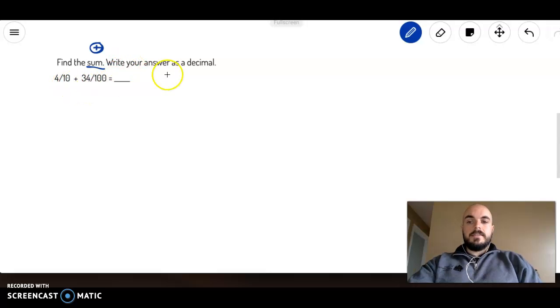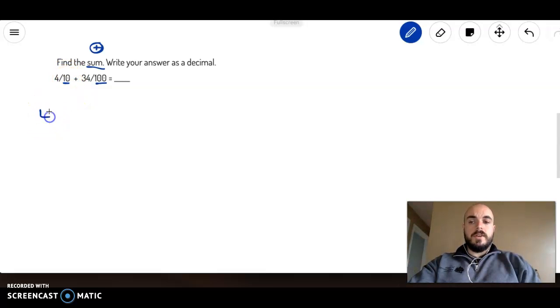So we're going to add this. But here's the issue we have here. You can see that we have tenths and hundredths. We can't add that. You can't add tenths to hundredths because they're not the same size. They're not measured the same way. Just like you can't add gallons to pounds, right? They're two completely different measurements. So what we have to do is we have to convert the tenths into hundredths.